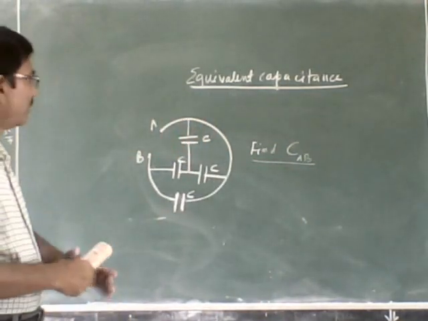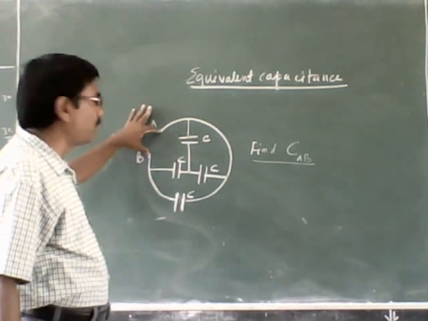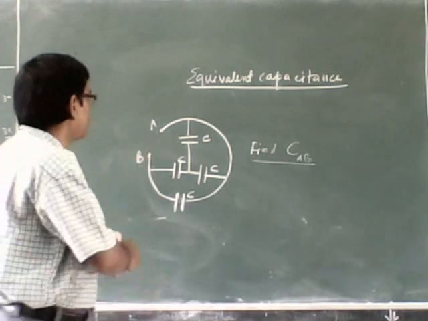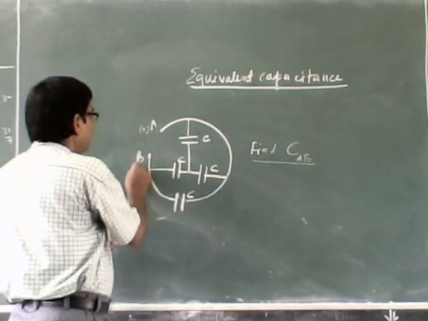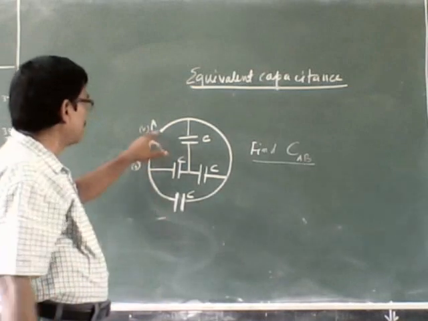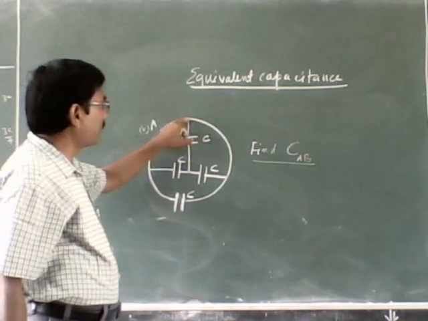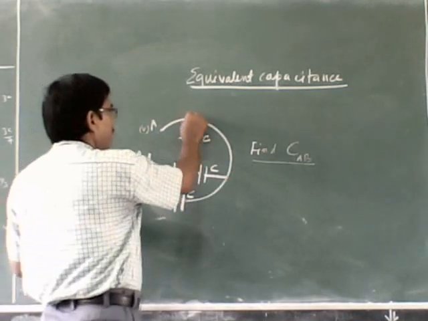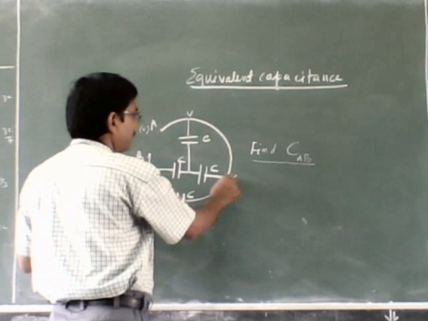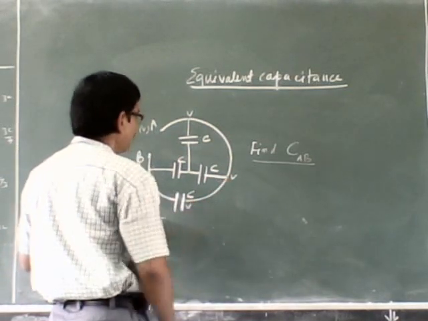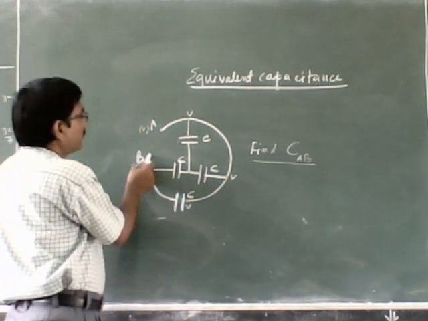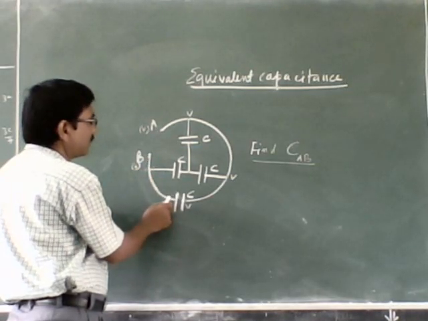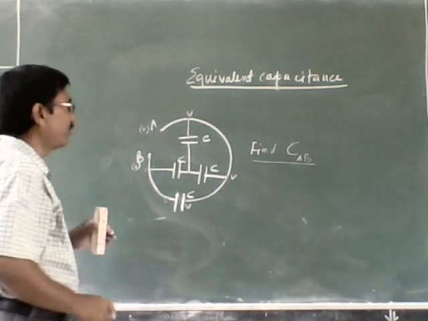Again, you can connect an imaginary cell between points A and B, and take A as positive, B as negative, and the potential difference is V. Suppose this potential is V and this potential is 0. So at this point potential is V, at this point potential is V, and at this point is also V. Whereas when the potential is 0, at this point potential is 0, and at this point also 0.